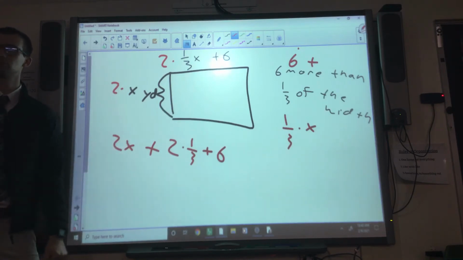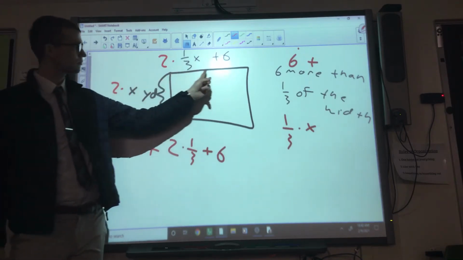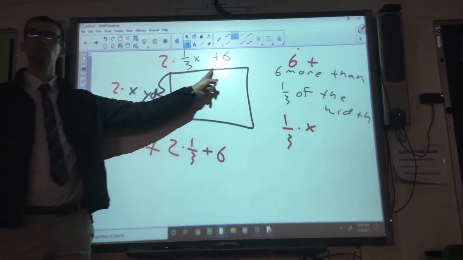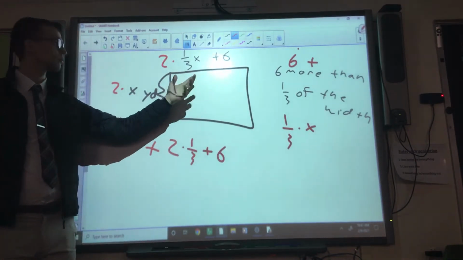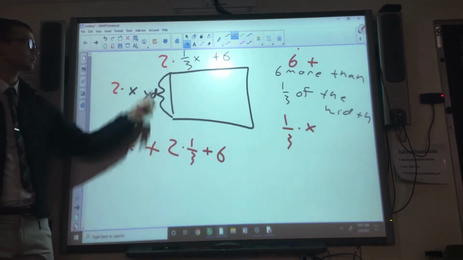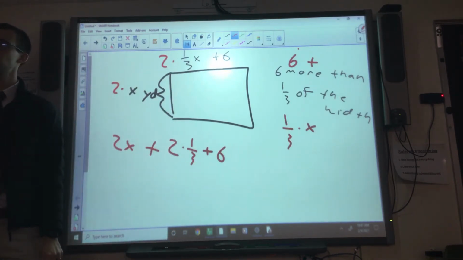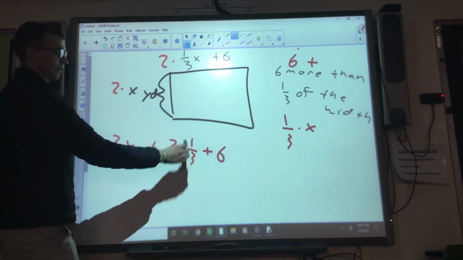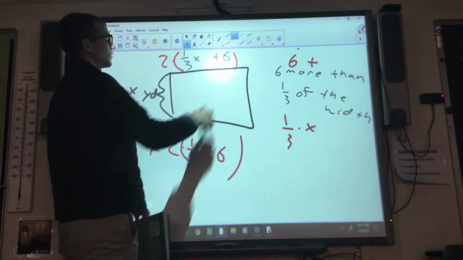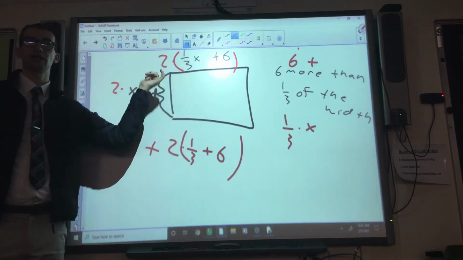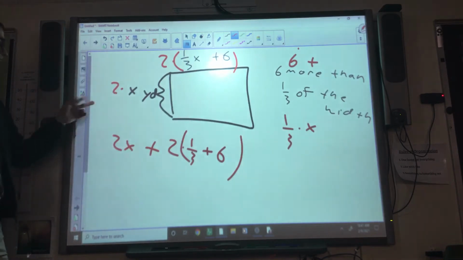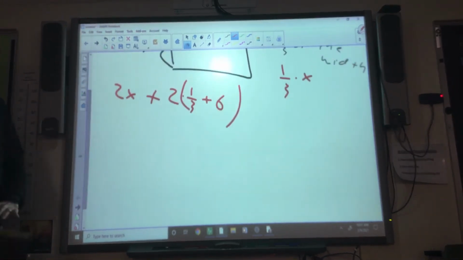So what's wrong? How long is this side? 1/3 x plus 6. What do we multiply 2 times? The 1/3 and the 6, which means we need parentheses here, because you have to multiply the whole side by 2. You can't just say, I'm going to do 2 times this. This is a very common mistake, so make a note of it. Whenever it is, you have to make sure you put that in there.